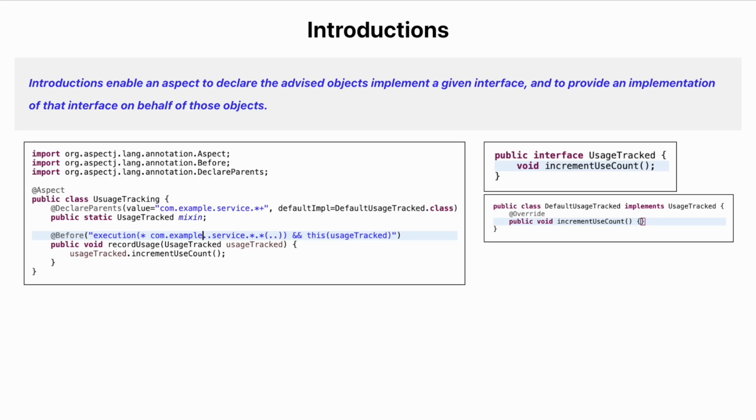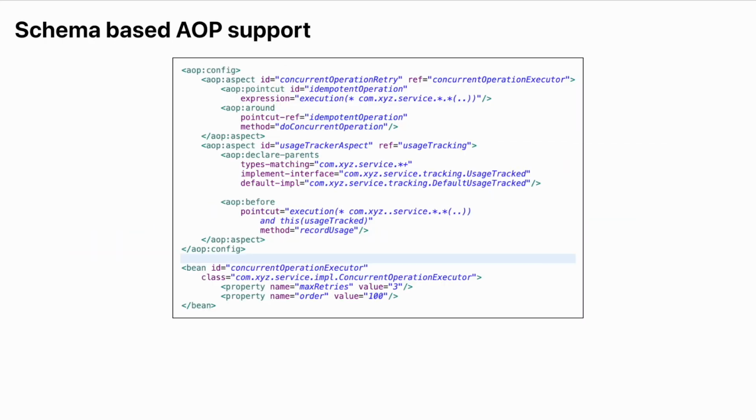Now all the bean proxy instances in the com.xml.service package will implement UsageTracked, and the implementation will be the default UsageTracked. In the advice method, we can access the UsageTracked bean proxy instance's increment count method. Schema based AOP support. All annotation based configurations can be done in XML configuration also.